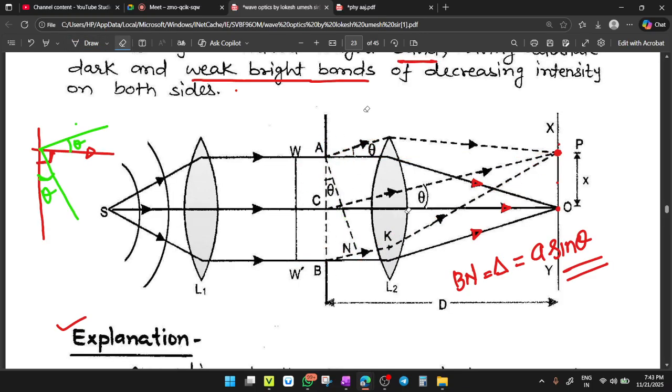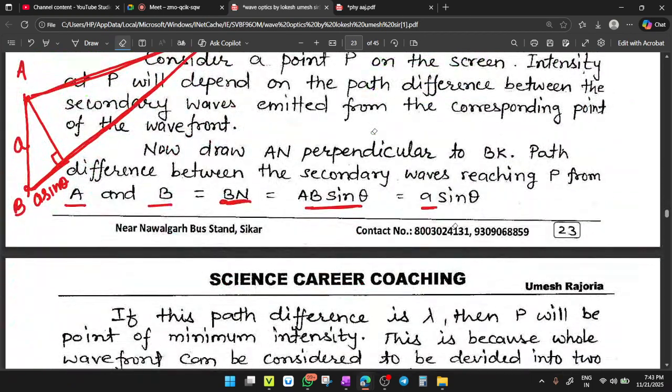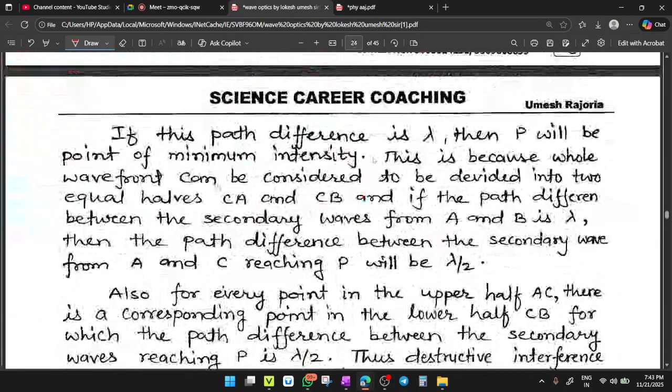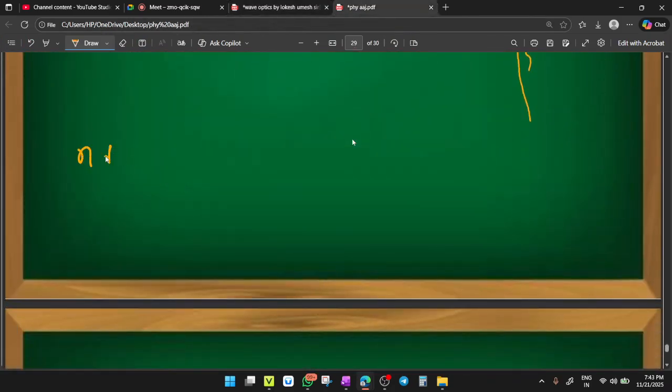Okay, so this is the diffraction process. Now, a sin theta: if the path difference equals lambda, the point P is a point of minimum intensity. Why, sir? Yesterday we saw that whenever the path difference is n lambda, there is constructive interference. Yes or no?